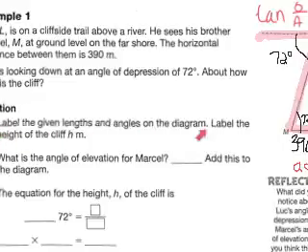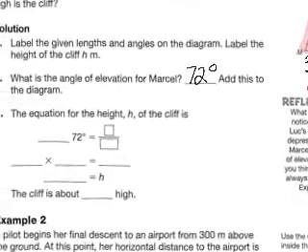So solution A, we already labeled all the diagram. What is the angle of elevation for Marcel? Well, if Luke's angle of depression is 72, then Marcel's angle of elevation is also going to be 72. So now we can solve using the information here. We are looking at tangent of 72 degrees, opposite h over adjacent, which was 390.